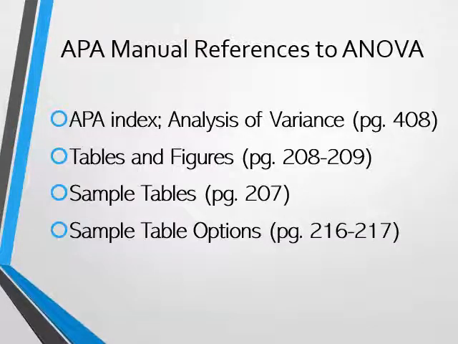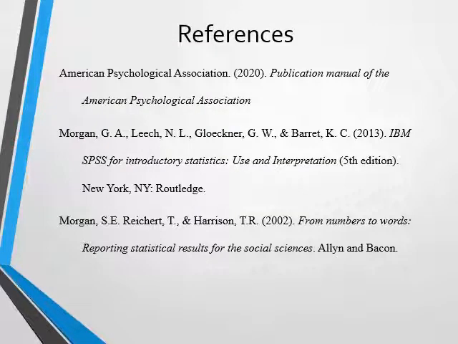If you'd like more information on how to report ANOVA results in APA format, you can refer to the APA manual. In the APA index, ANOVA is called the analysis of variance, and that can be found on page 408. You have tables and figures on page 208 and 209, sample tables included on page 207, and then you have sample table options on pages 216 through 217. Thank you so much for taking the time to listen to my presentation.